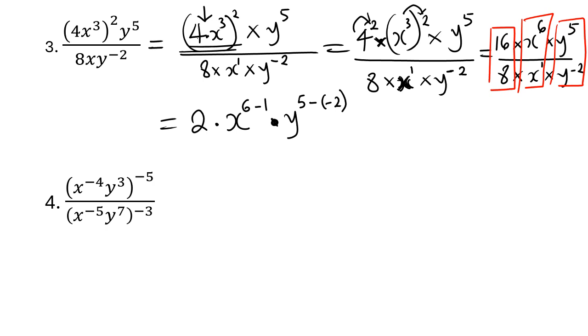So this is what I end up with. I'm going to have 2 times x to the, we have 6 minus 1, that'll be 5. And I have 5 minus negative 2, which will end up as 5 plus 2, because you have a minus sign and a negative sign, and that combines to a positive 2. Again, 5 plus 2 will be 7. So I'm just going to wrap that up and write it down as positive 7. All right, so this is my final result, which means I end up with 2x to the 5th power and y to the 7th power.